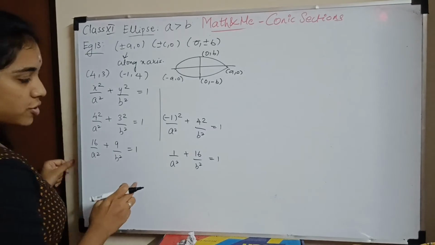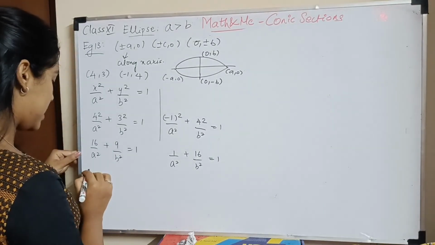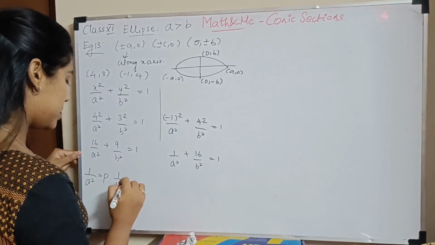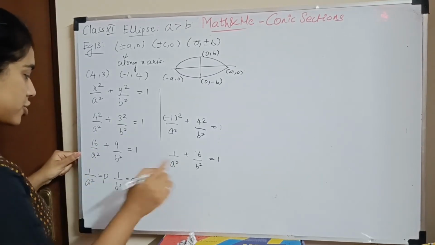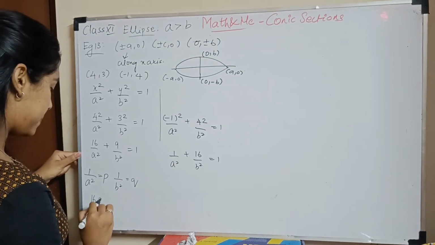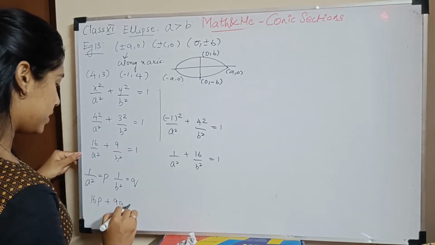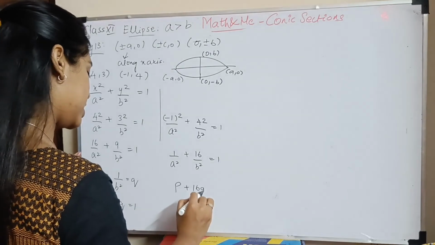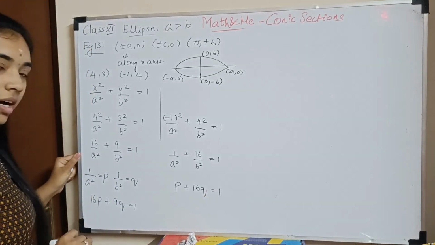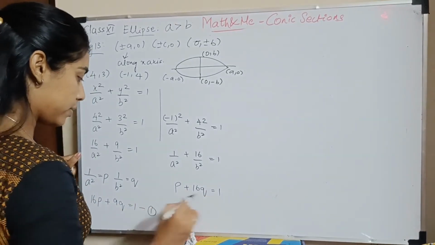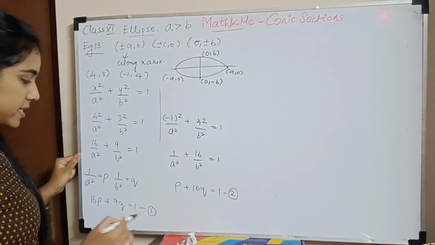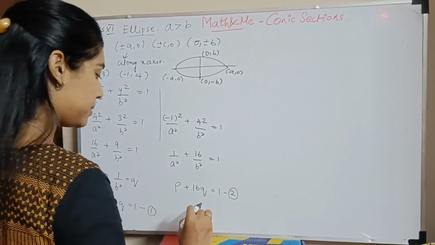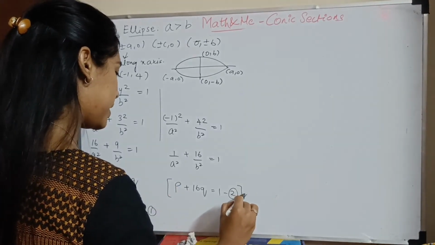Now in order to solve such equations, I am going to replace 1 by a square with some variable p, and 1 by b square with some variable q. So what do your equations become? 16p plus 9q equals 1, and this becomes p plus 16q equals 1. Now I need to subtract the two equations or add the two equations. So I see my coefficient of p is 16 here, and here my coefficient of p is 1. So I multiply this whole equation by 16.